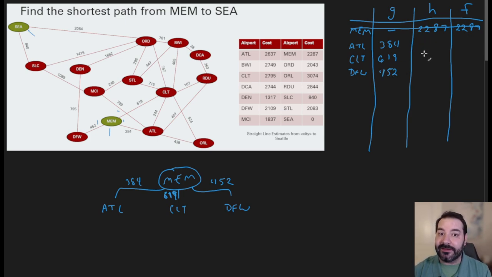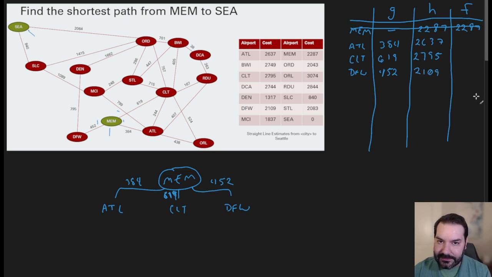G is just how much it would take to make this step. But H is asking us, how much further do we have to go? So we look at Atlanta, it's 2,637. Charlotte is 2,794. And then Dallas-Fort Worth is 2,109.